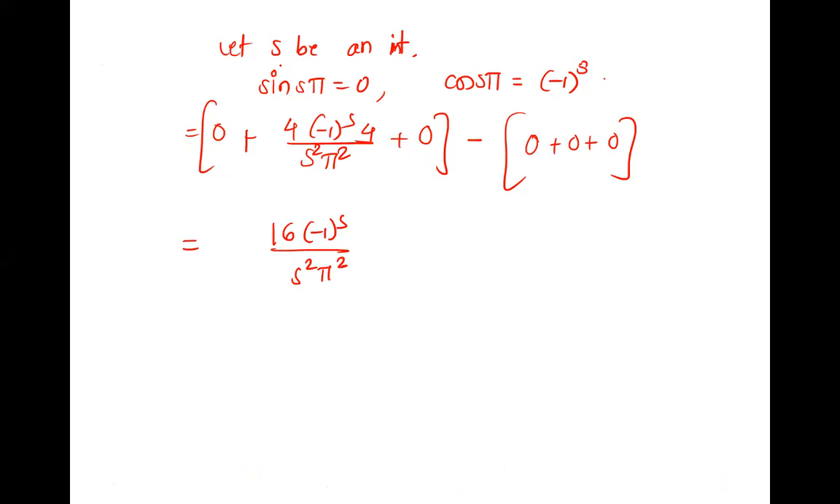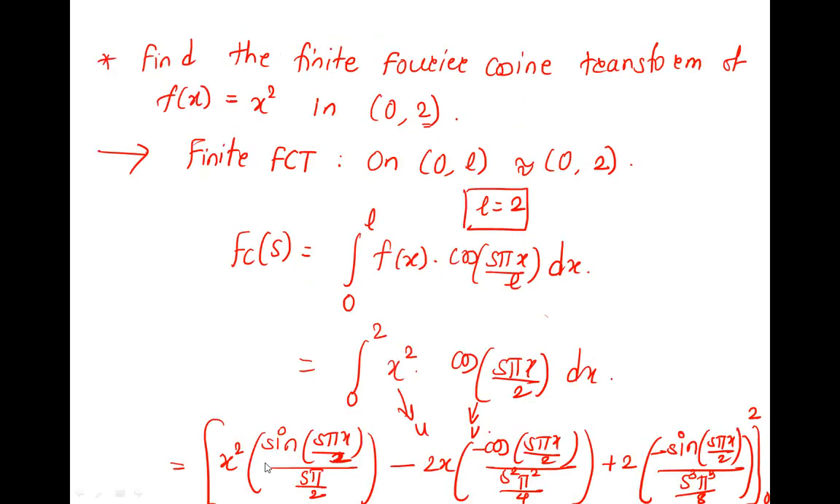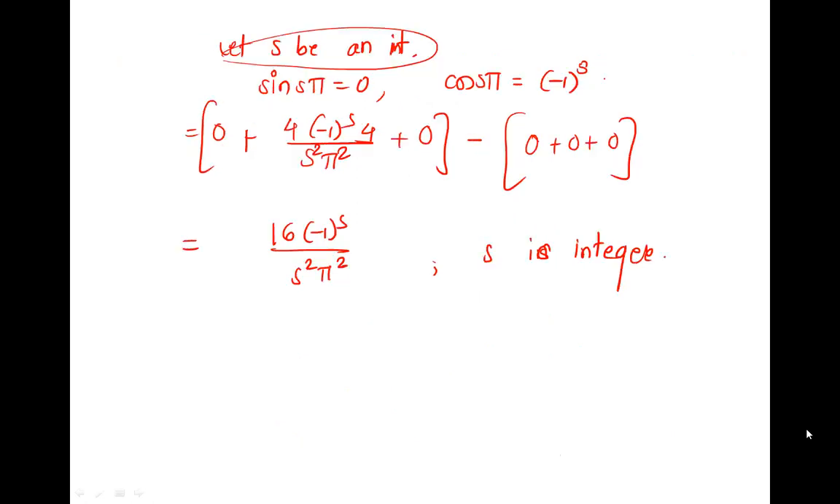But that is only when your s is an integer. And if s is not an integer, you will write your answer as it is. Just write 2 there, everything else as it is. You will write 0 wherever the lower limit gives 0. The rest, leave as it is.